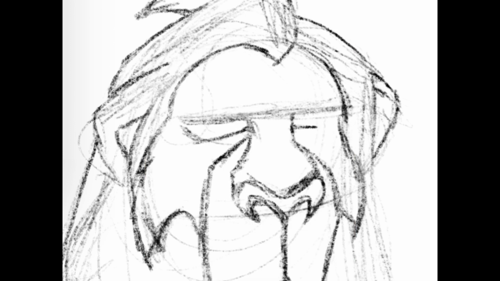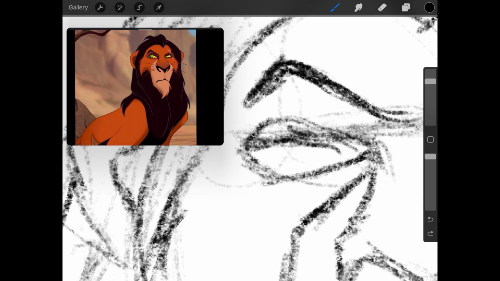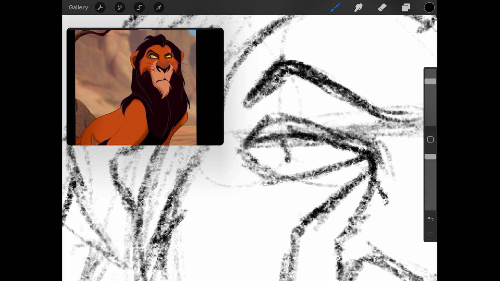What you're seeing here is basically my drawing process to make Scar. I'm not trying to do a one-to-one exact copy. I want to still have a little bit of me in there, so that if you look at it, you could tell it's Scar, but you can also tell that it's not exactly Disney.